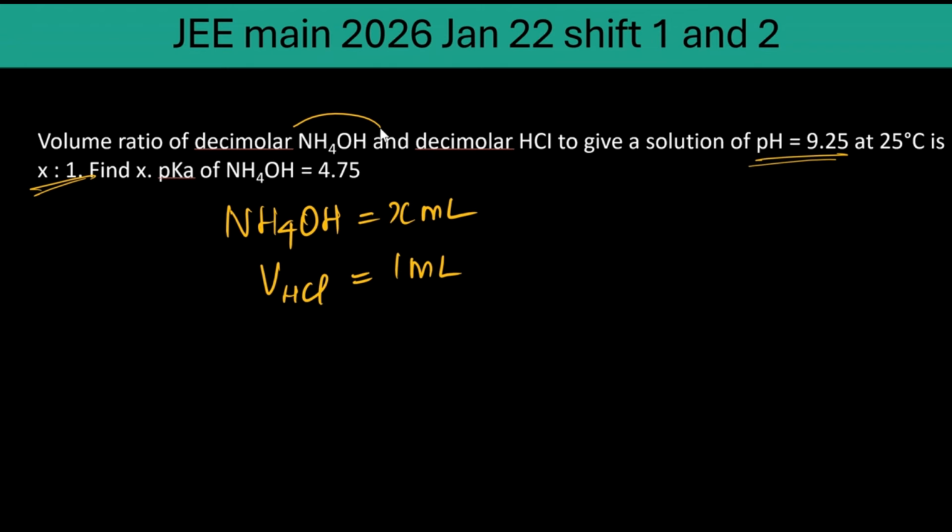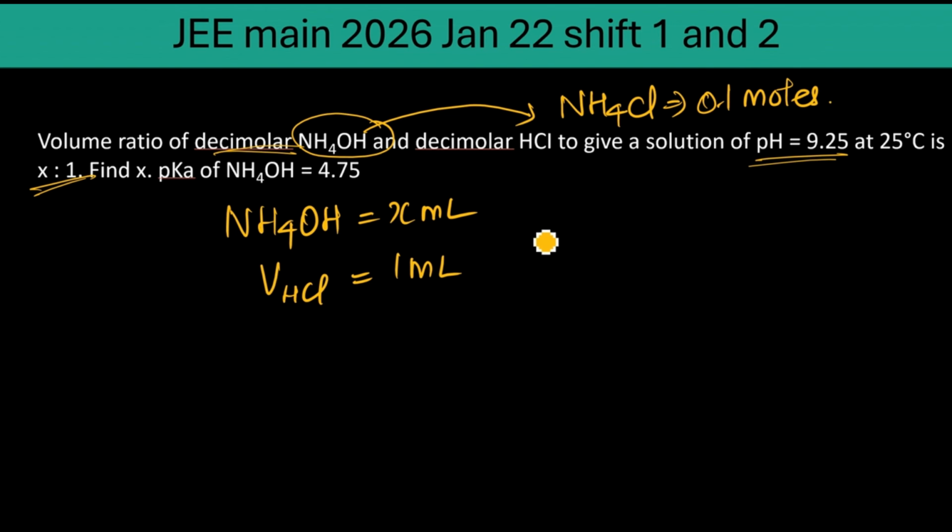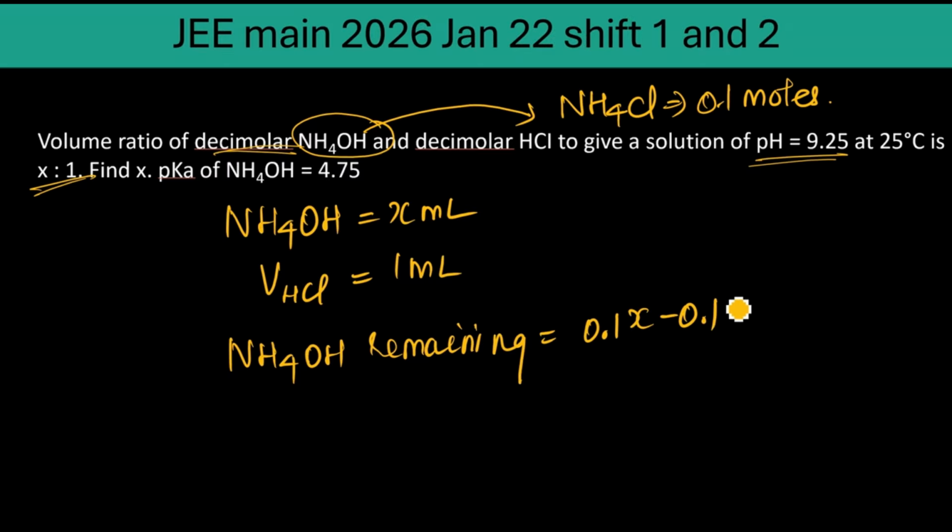So moles of ammonium hydroxide initially, that would be 0.1x for the decimolar solution, so 0.1x. After the reaction, ammonium chloride will be formed, right? So it will give ammonium chloride, that will be 0.1 moles. So ammonium hydroxide remaining would be 0.1x minus 0.1, correct? Which is equal to 0.1x minus 0.1.